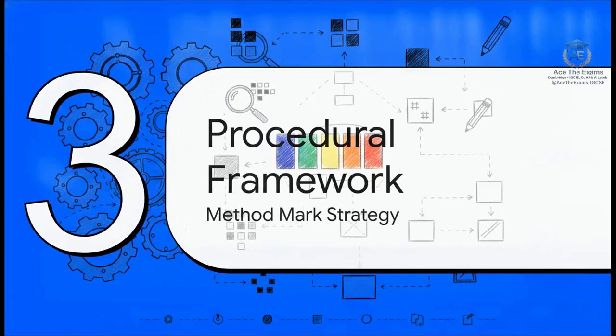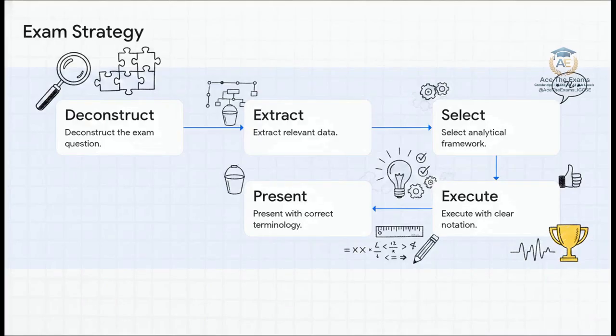Section 3, the procedural framework. The method mark strategy. Knowing the PEEL theory is great, but how do you actually process these heavy exam questions under intense time pressure to guarantee points? We need a system. We have a clear, 5-step procedural algorithm right here for tackling examination questions on resolution and color depth. Step 1, deconstruct the question.